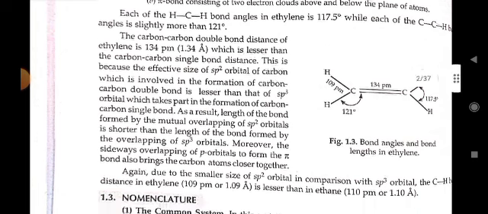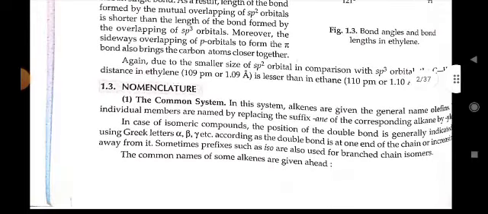Again, this is due to the smaller size of sp2 orbitals in comparison with the sp3 orbitals. The carbon-hydrogen bond distance in ethylene, 109 picometers, is less than in ethane, 110 picometers.